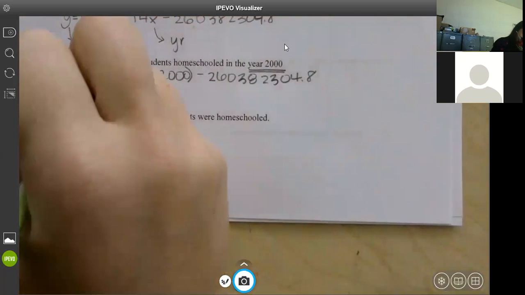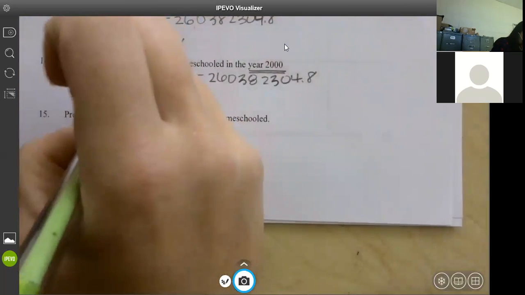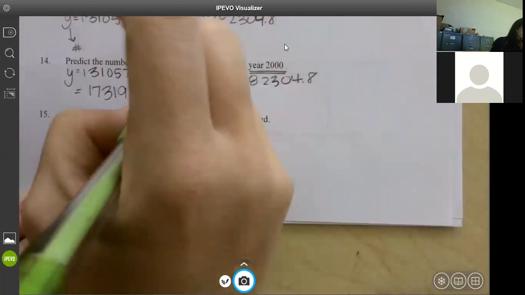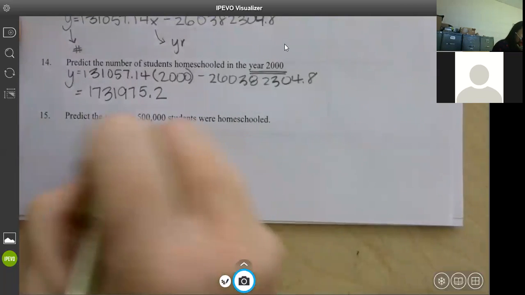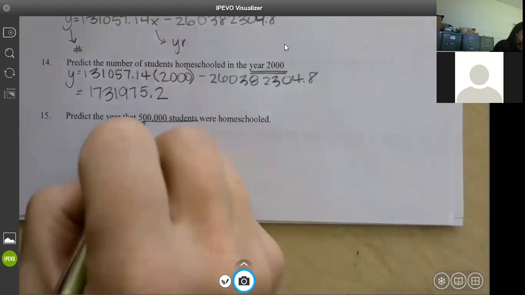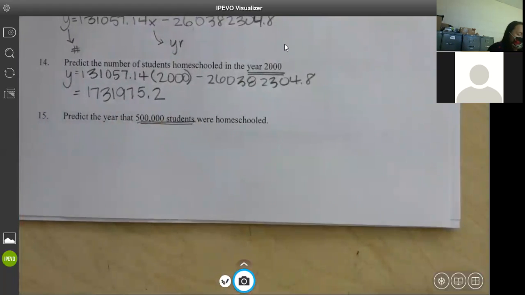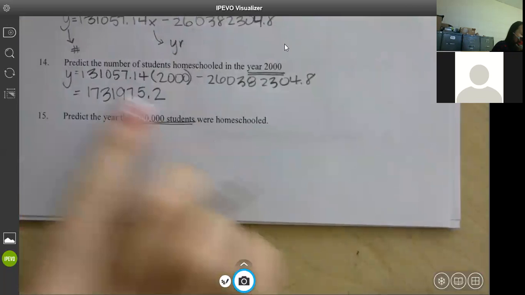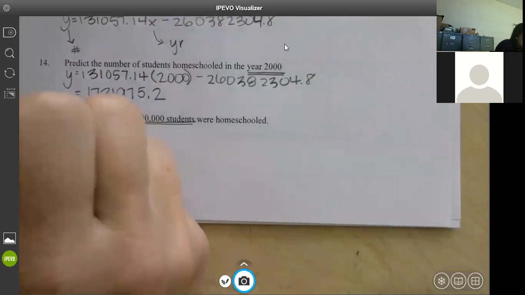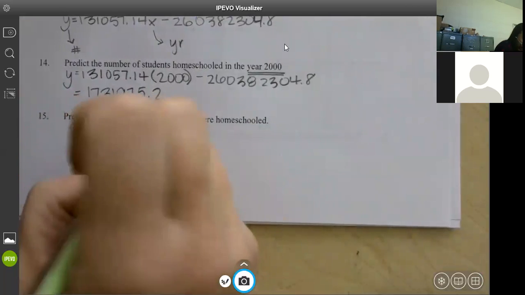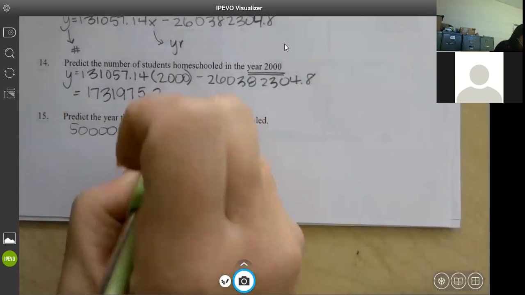And we get 1731975.2. If I can remember correctly, they are easy ones because they're multiple choice. All right. So then we're going to look at predict the year for 500,000 students. 500,000 students, that's going to go in for our Y. So 500,000 is going to start our equation. Make sure you put enough zeros. And then those big long decimals.